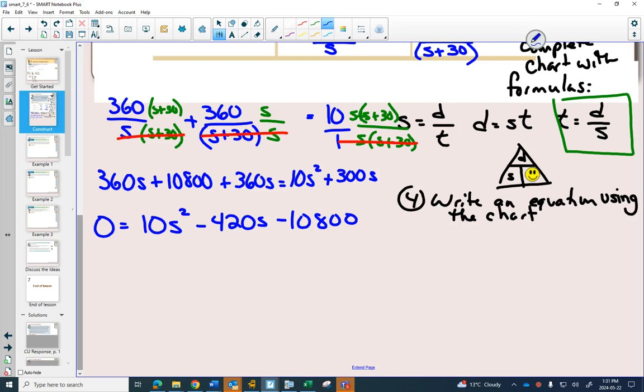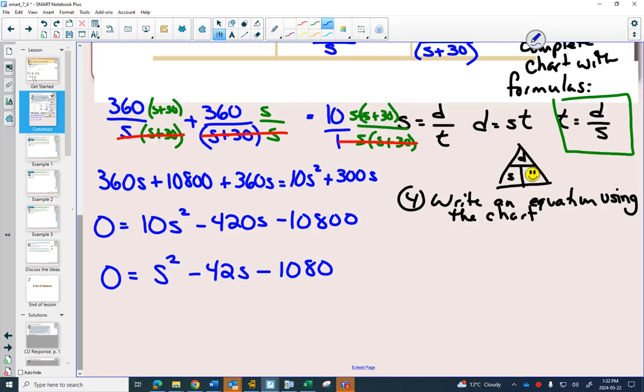For factoring, you have a common factor of 10. You could factor out that common factor of 10 or divide everything by 10. If you divide everything by 10, this will still be 0. You can do this because it's an equation. What you do to one side of an equation, you do to the other side of the equation. So if I divide everything by 10, I get the following equation.